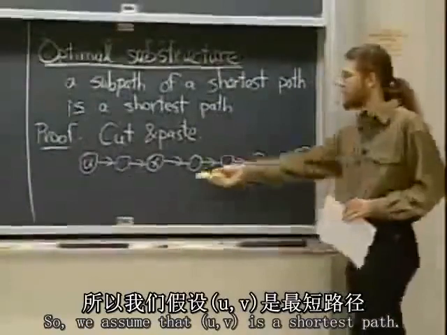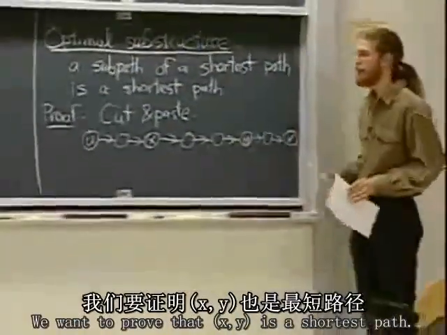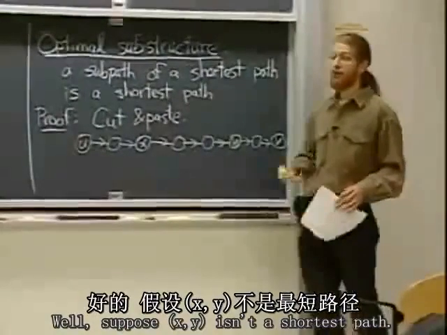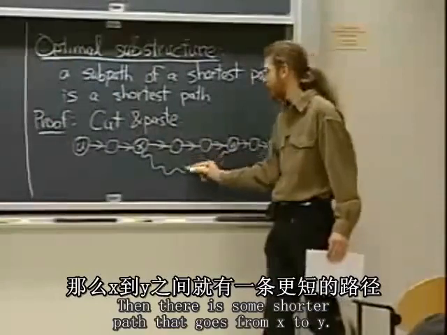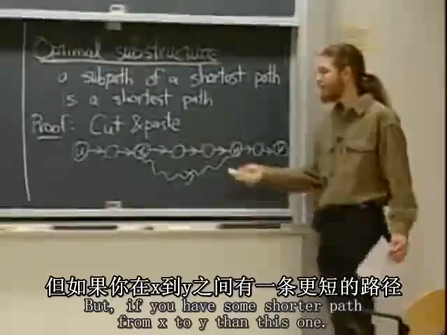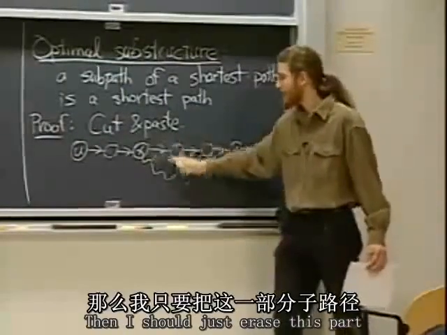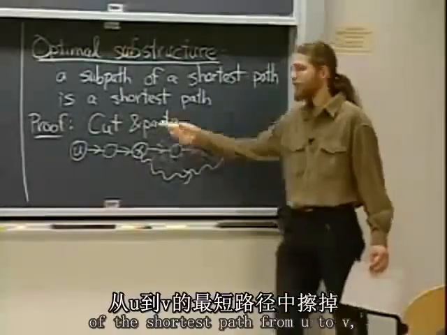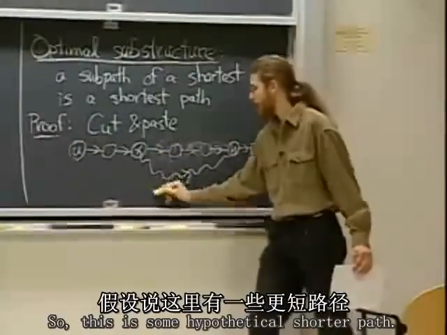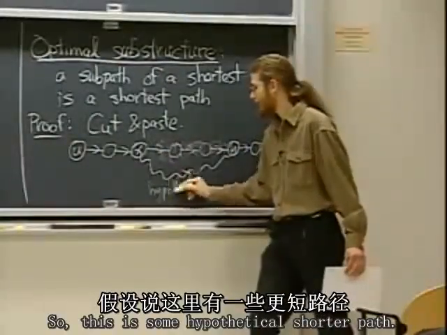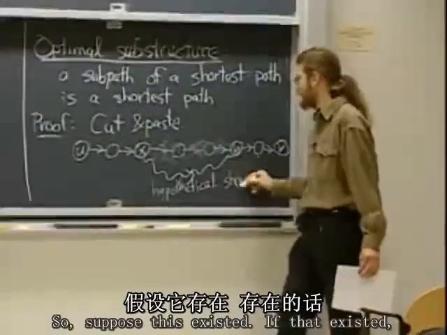So we assume that uv is the shortest path. We want to prove that xy is the shortest path. Well, suppose xy isn't the shortest path. Then there's some shorter path that goes from x to y. But if you have some shorter path from x to y than this one, then I should just erase this part of the shortest path from u to v and replace it with this shorter one. So suppose this existed.